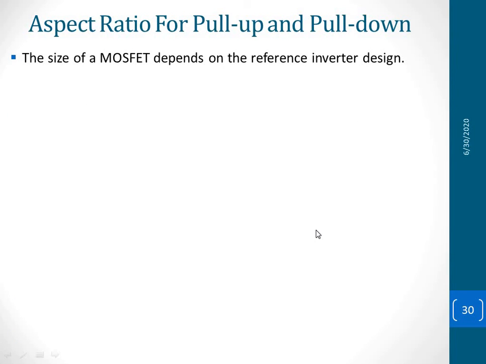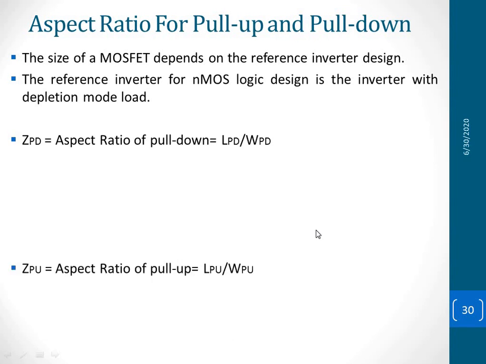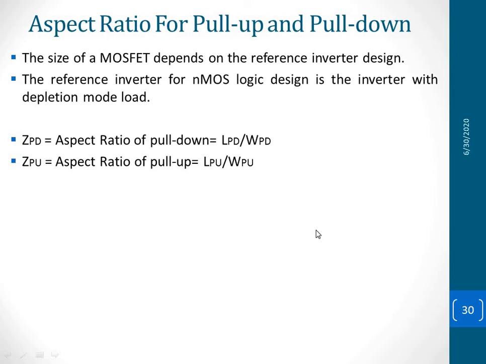What is the aspect ratio for the pull-up and pull-down transistor? The size of the MOSFET depends on the reference inverter design. The reference inverter for NMOS logic design is the inverter with depletion mode load. So ZPD is the aspect ratio of the pull-down, that is LPD by WPD, and ZPU is the aspect ratio of the pull-up, which is LPU by WPU.